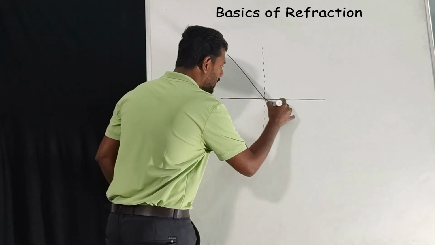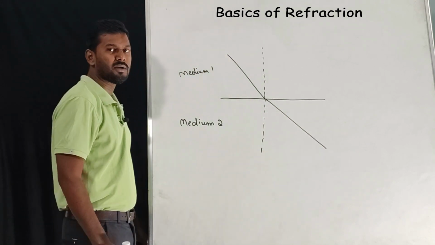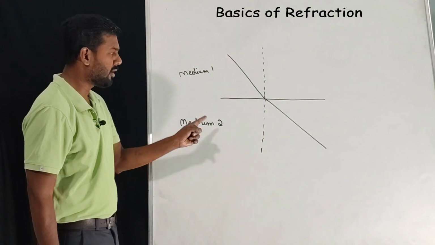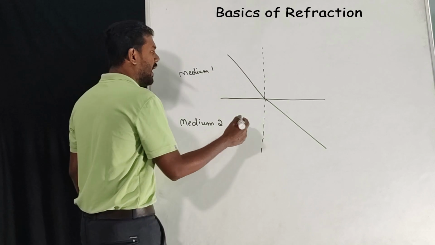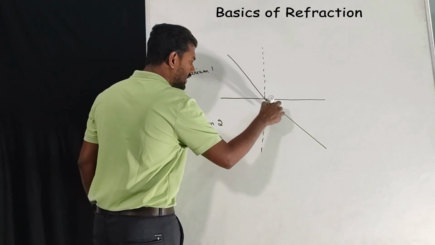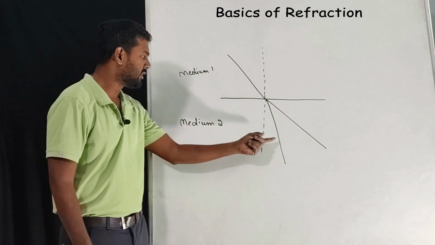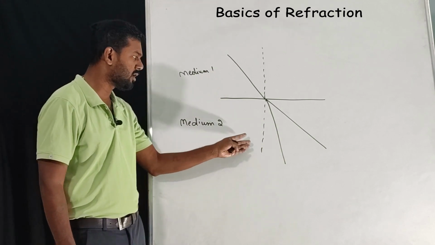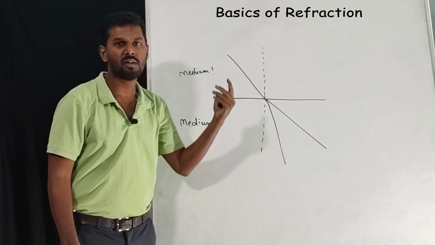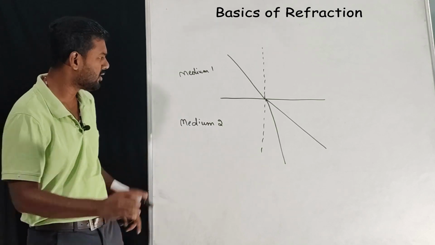This light would have passed in this way. Correct? Without any medium. Now we have a medium, and this will undergo refraction. Whether it moves towards the normal or away from the normal, this is what we have learned in the concept video.